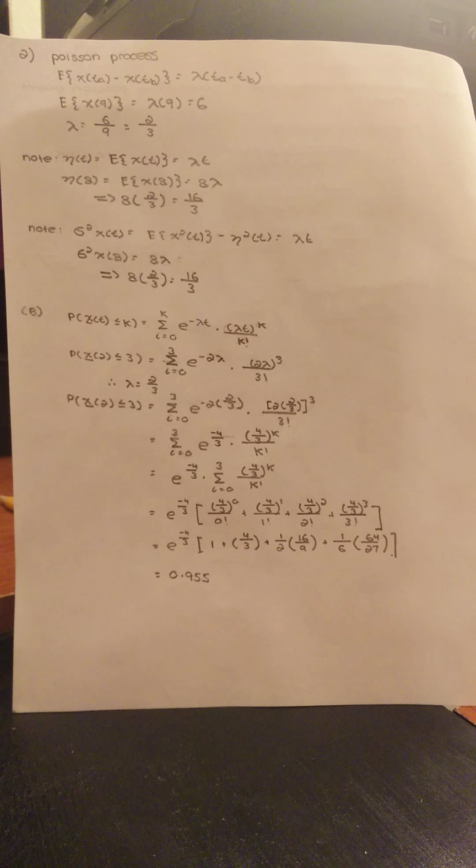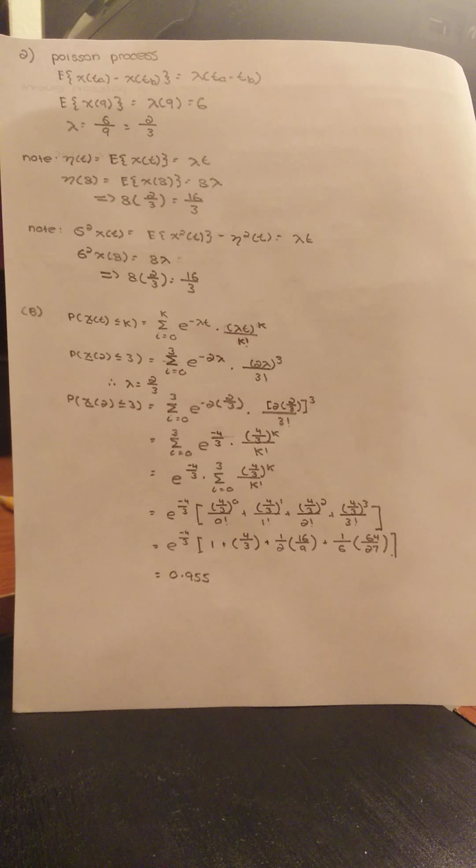Part B of the question asks us to find the probability that X of 2 is less than or equal to 3. We're given that the probability that X of t is less than or equal to k equals the summation from 0 to k of e to the negative lambda t times lambda t to the k over k factorial. So the probability that X of 2 is less than or equal to 3 is the summation from 0 to 3 of e to the negative 2 lambda times 2 lambda to the k over k factorial. Lambda, we know from the previous example, equals 2 over 3.